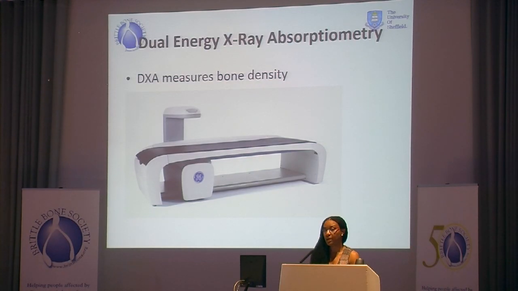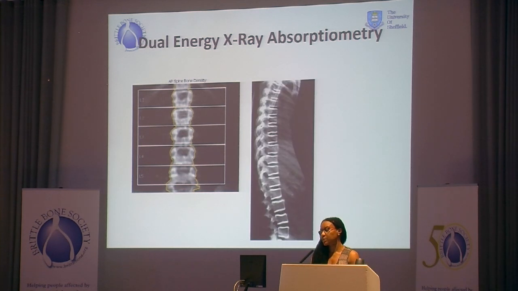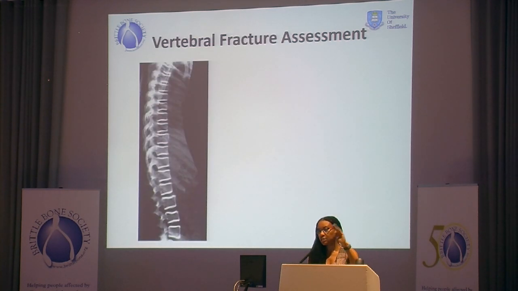DEXA, as you're all aware of, traditionally measures bone density. And I've shown you this image before, and we can see that this child has a reduced bone density, falling far below the lower limit, 5% of the population line. But now, with new machines, this is the quality of the lateral DEXA images that we're getting. Because we can swivel the tube round and do a lateral DEXA.